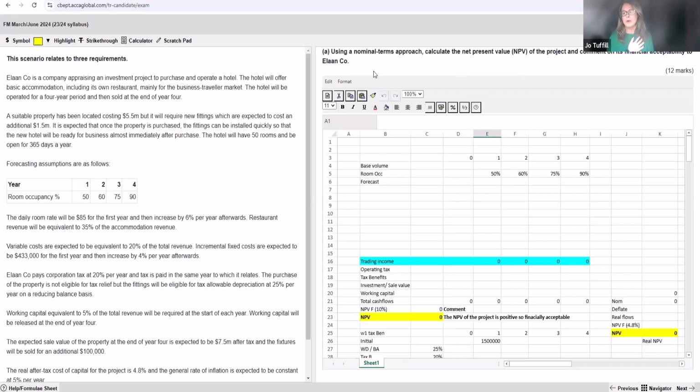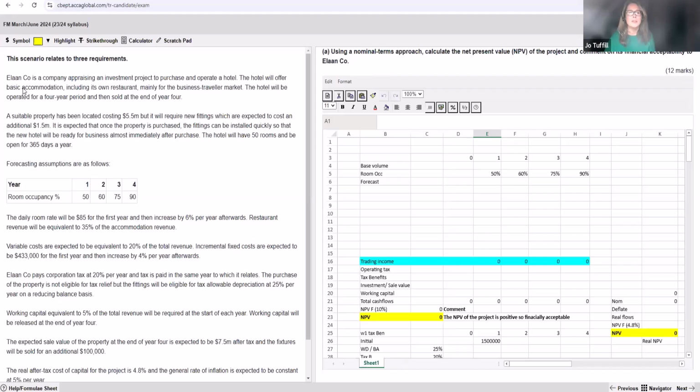Nominal terms approach means use inflation and use the nominal discount rate. So you have to use inflation in the cash flows and you discount at the nominal rate. Real means that you discount at the real rate and you need to deflate nominal cash flows to get to real cash flows. So we'll have a look at that in a minute.